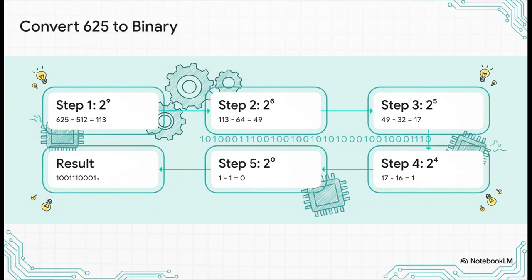Now you've got a remainder, right? You just do the exact same thing again. What's the biggest power of 2 that fits into that? And you just keep going down the line. Every time you use a power of 2, you put down a 1.